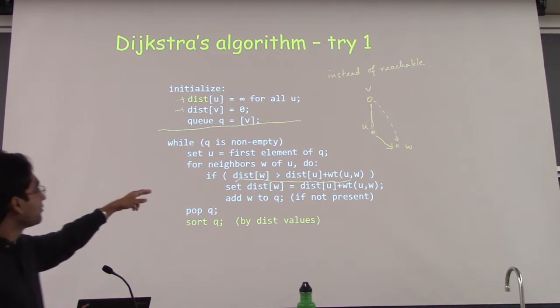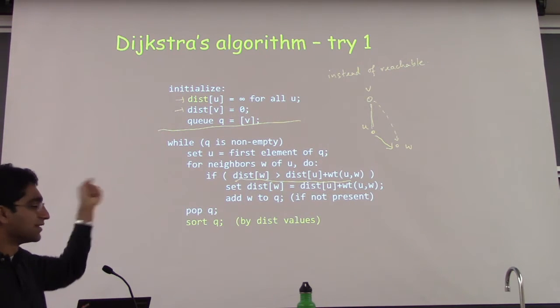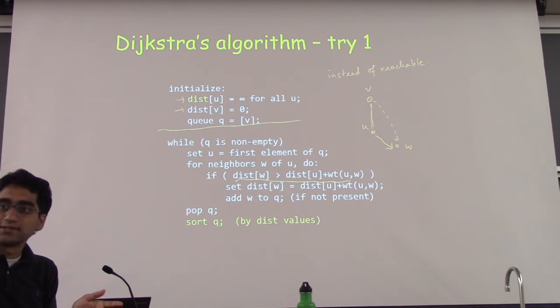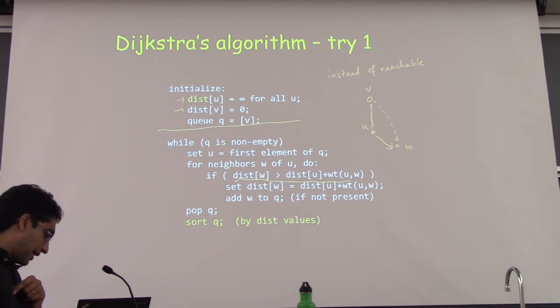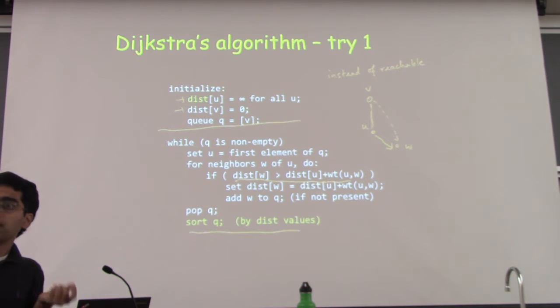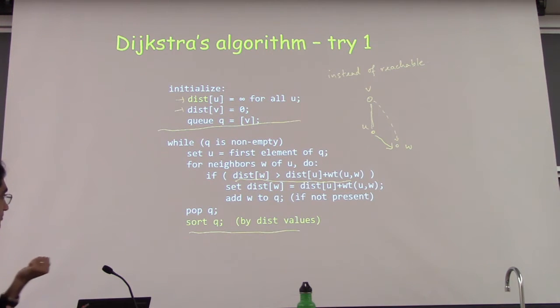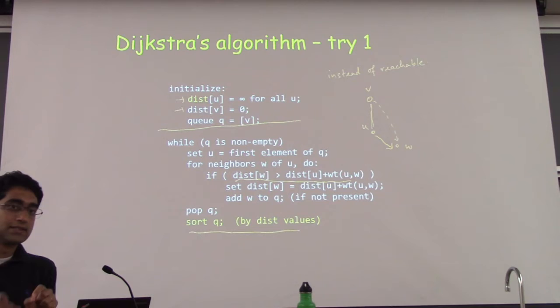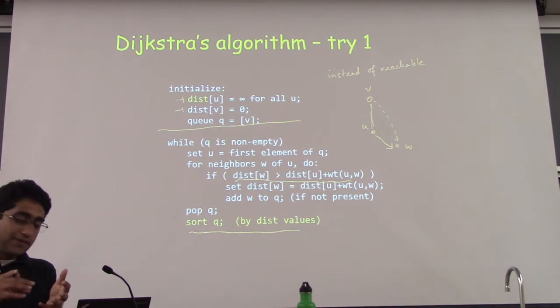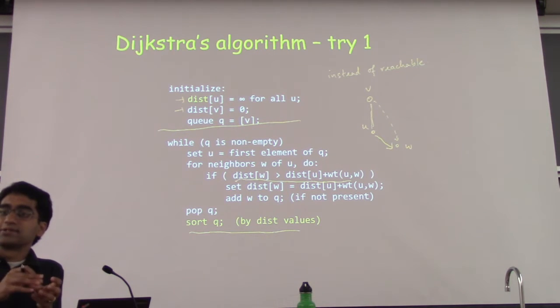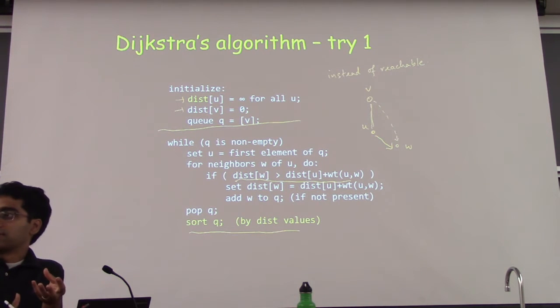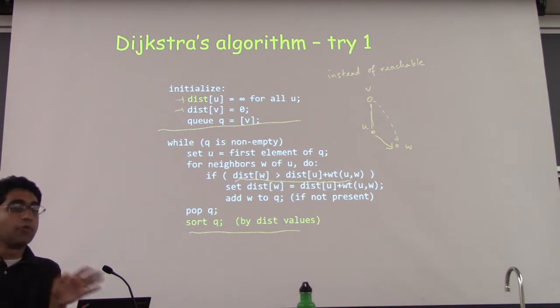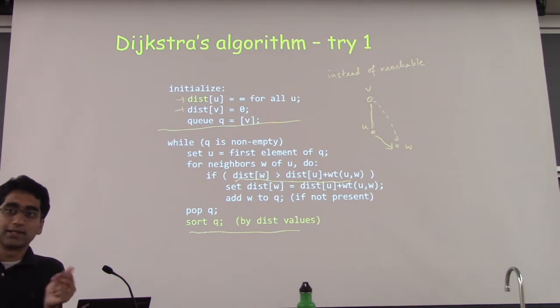But remember what we said was, you've got to process things in the increasing order of distances so far, right? So after every iteration, you have to sort this queue by using the distance values. And this is an important step because remember we said that you always want to see the vertex with the smallest distance so far and then process that one. So is the algorithm clear? So what the algorithm is, not the correctness. We'll see the correctness in a bit.